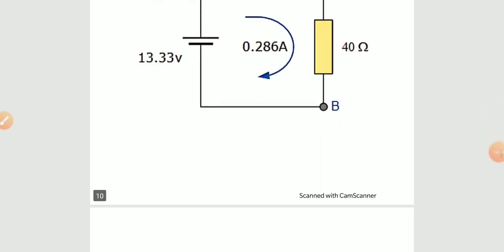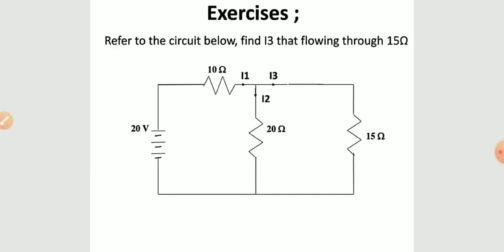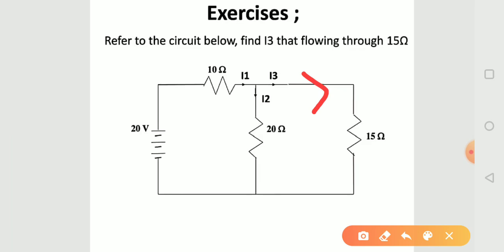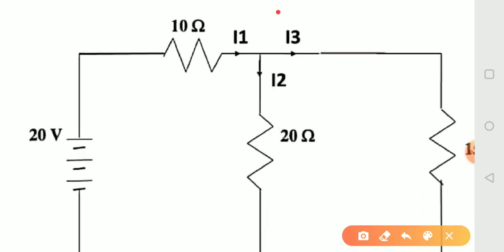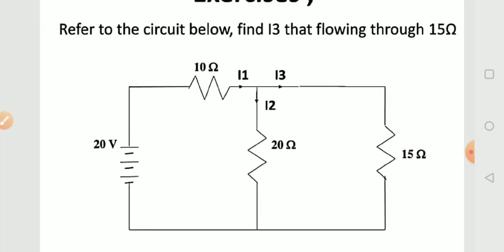Now here we will discuss the second example. Refer to the circuit below. Find I3 in the following branch. Here the current I3 is flowing through the 15 ohm resistance branch. If we see here at this node, I1 is incoming for this node and I2 is outgoing for this node and I3 is also outgoing for this node. But we calculate this circuit by the Thevenin theorem.